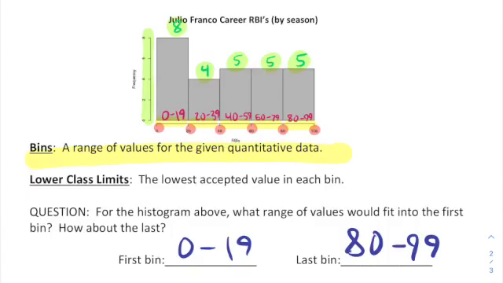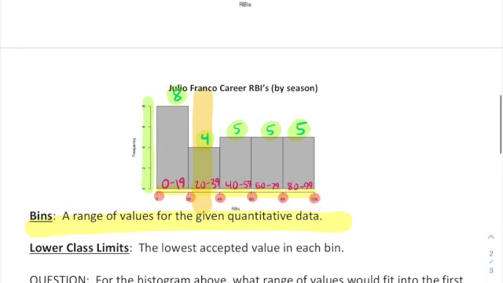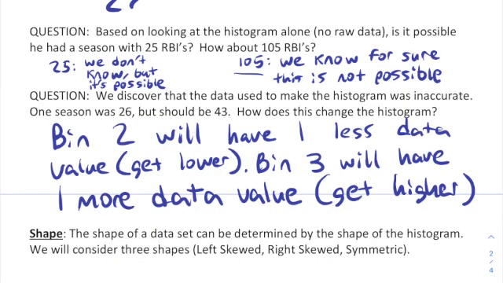Well, if the original number said 26, that fell in this bin. But if that's wrong, then the frequency of this bin is one too large. And if instead of 26, we're going to use 43, that means we need one more item in this bin. So we would have one less item in bin 2 and one more item in bin 3. So to sum this up, I say bin 2 will have one less data value and get lower, while bin 3 will have one more data value and get higher.